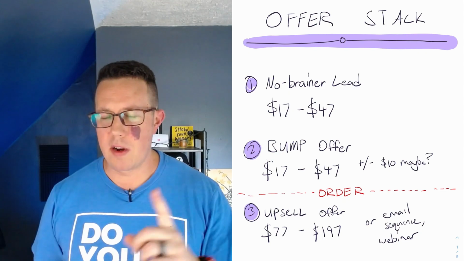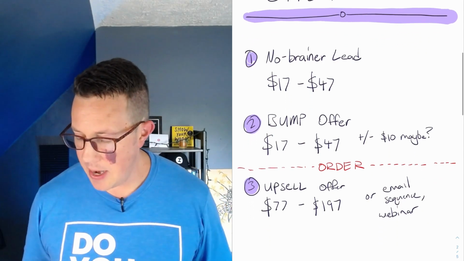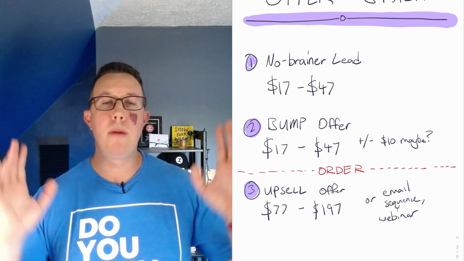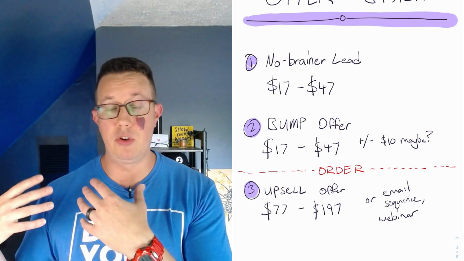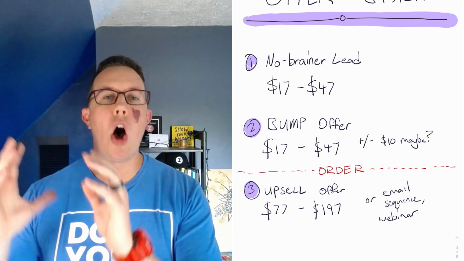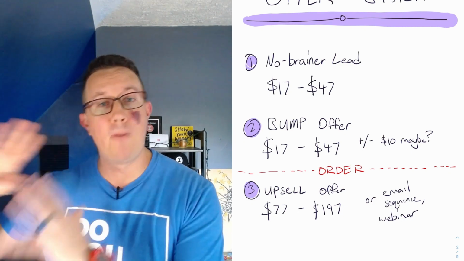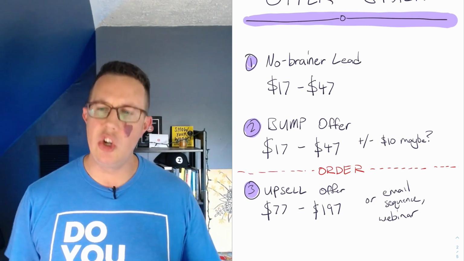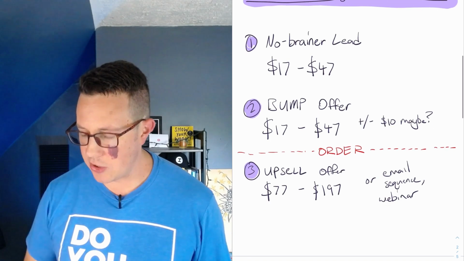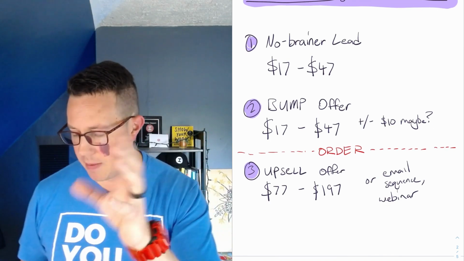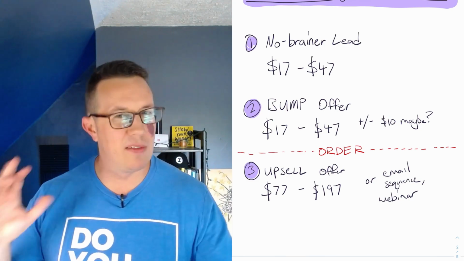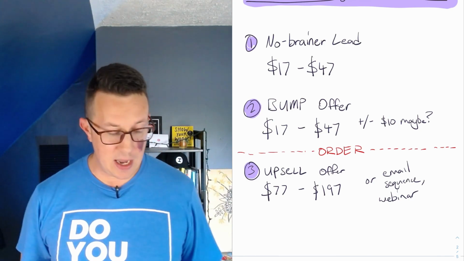We'll talk about what those products look like in a second, but next is a bump offer. And spoiler alert, a bump offer is an additional product, additional offer that is presented to them, offered to them on the checkout page before they actually buy anything. And usually this is plus or minus $10. It could be a little bit less than your main lead here, or it could be a little bit more, anywhere from like $17 to $47 again. What this does is increases the cart value.